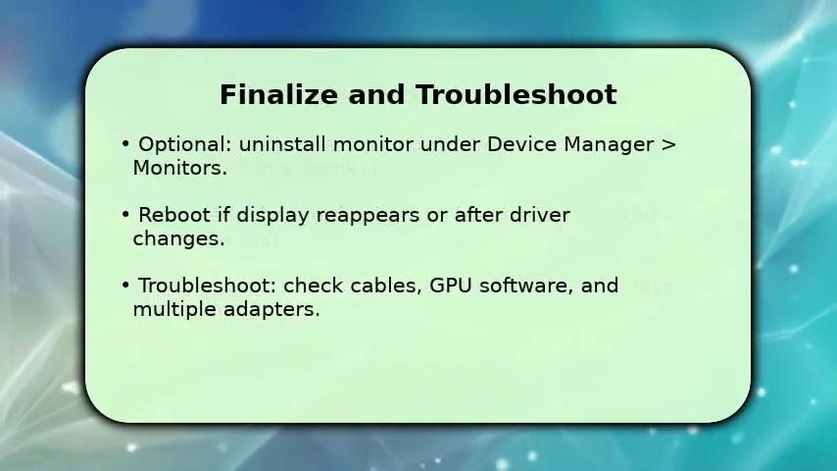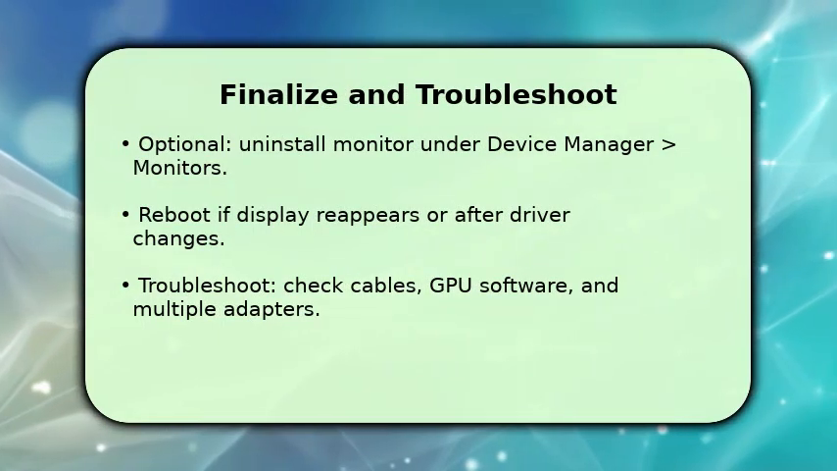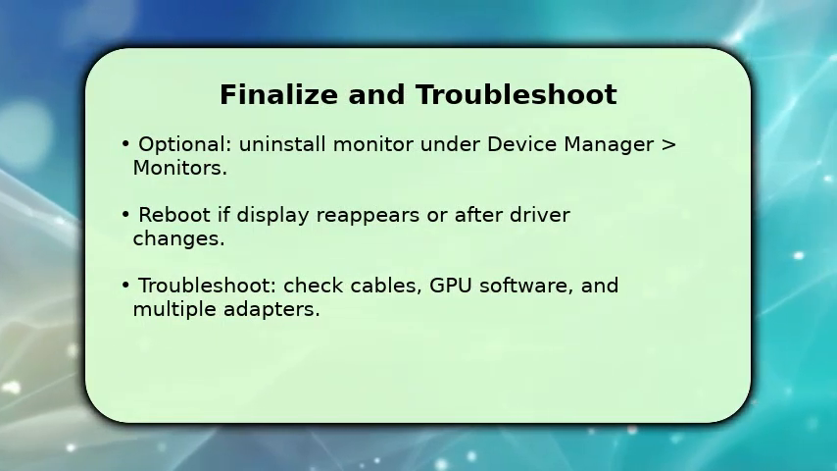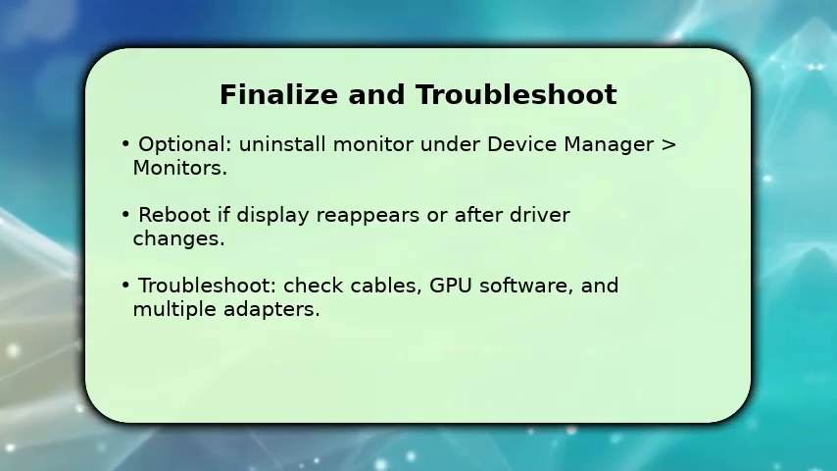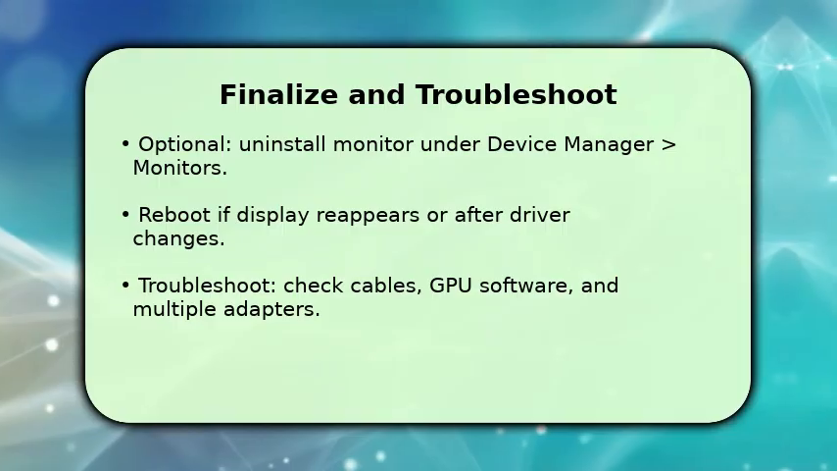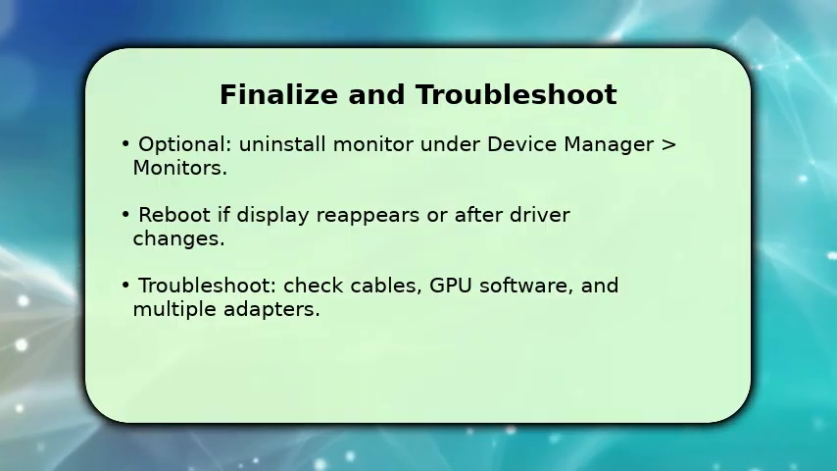To finish, open Device Manager and expand monitors. If the removed unit still lists, right-click and uninstall device, then reboot so Windows refreshes hardware. You do this when software persistently detects a disconnected screen.